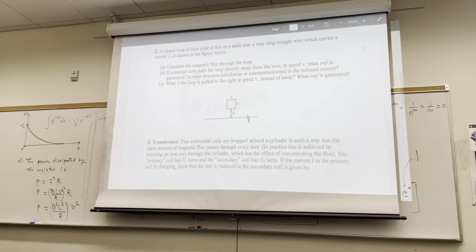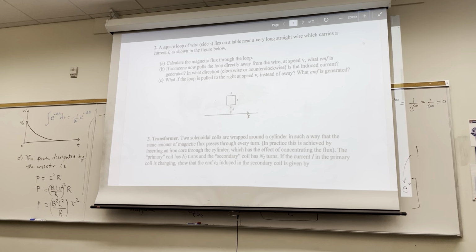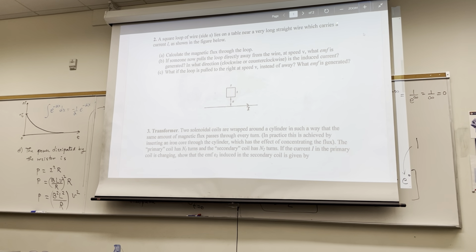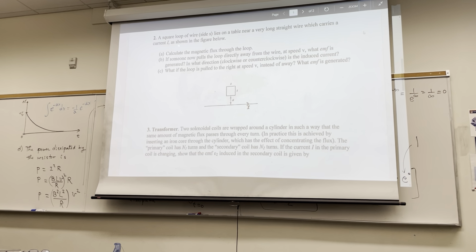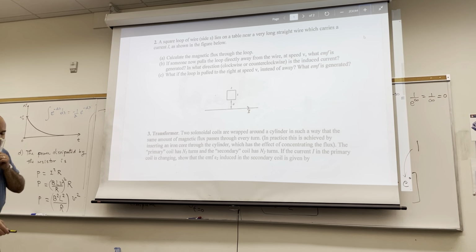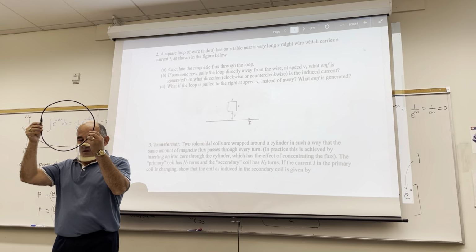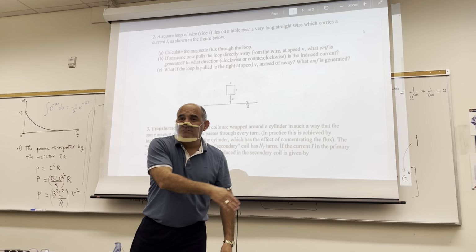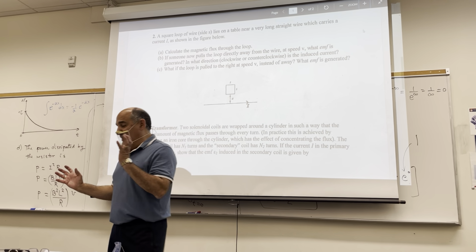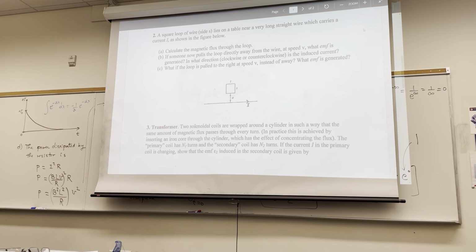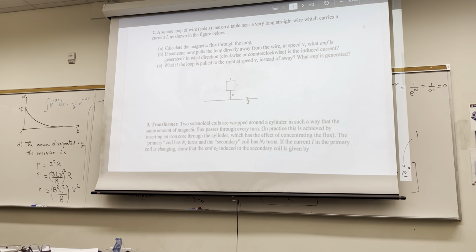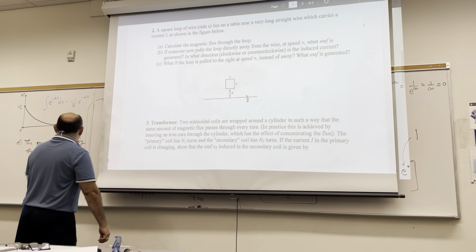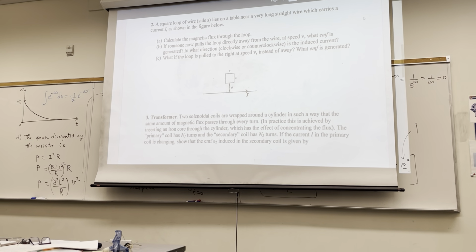So a square loop of side L, let's say, lies on a table near a very long straight wire, which has a current I, as in the figure below. So there's a square loop on a table, and there's a very long straight wire with current I in it, all right? Calculate the magnetic flux through the loop. What is the magnetic flux through that loop? All right? So let me erase this. This will be extra example number 2.